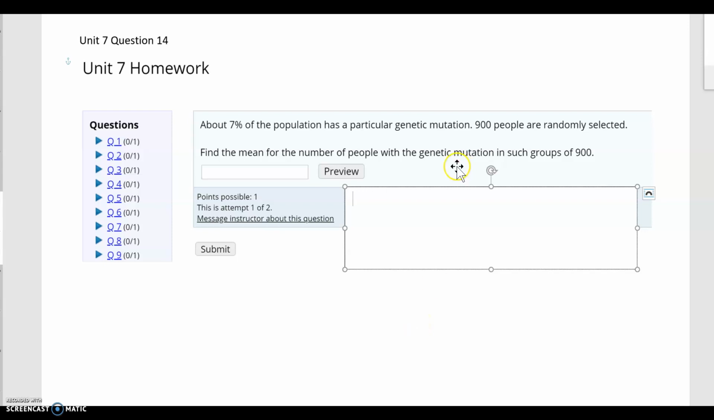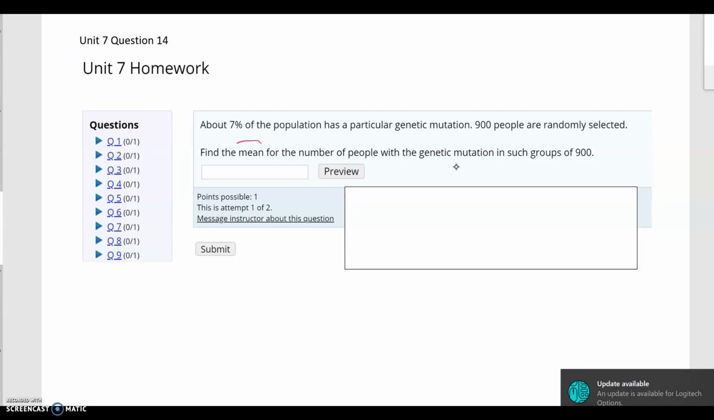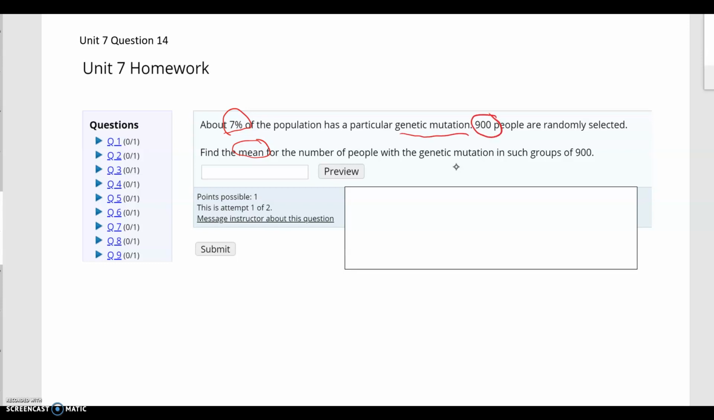For this question, it's a little bit different. We're asked for the mean. And the mean is basically the expected value for a probability in a distribution. So in other words, if 7% of the population, or of whatever sample, is expected to have this certain genetic mutation, then how many would we expect out of 900?